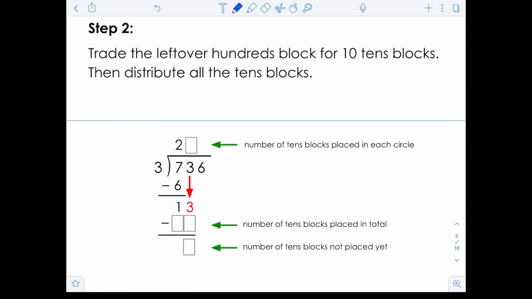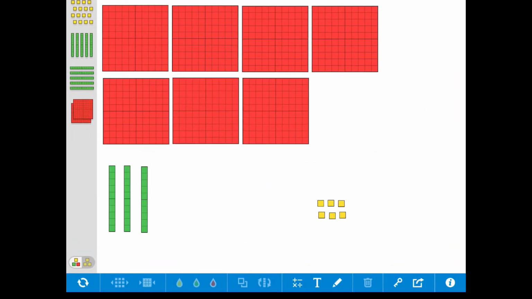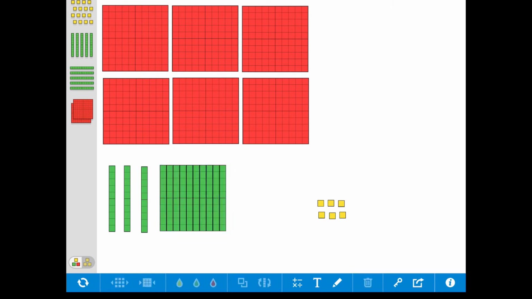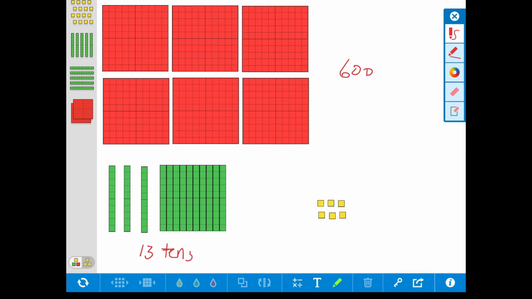Step 2, trade the leftover hundreds block for 10 blocks. Then distribute all the tens blocks. All right, so I'm using my Number Pieces app that you guys can use as well. I'm going to take my leftover hundreds block and I trade it in for 10 more. So now I have 600, and here we have 13 tens. And still we have 6 ones.